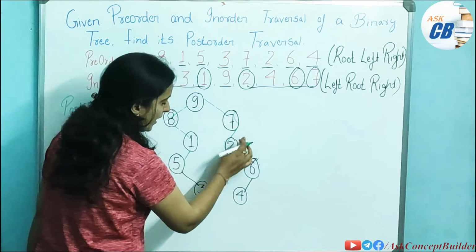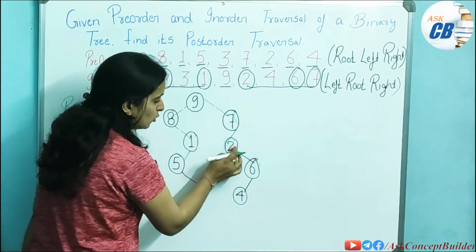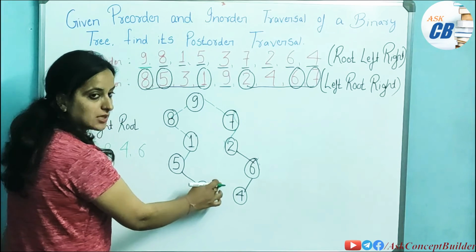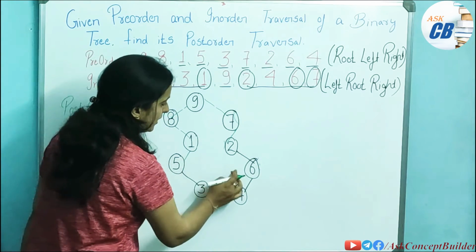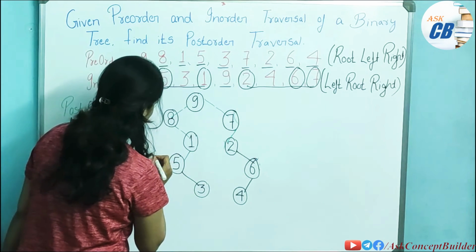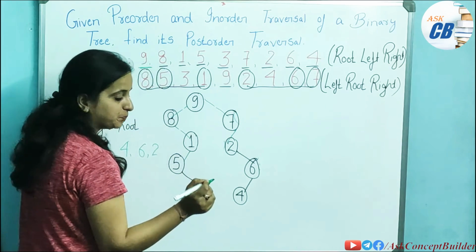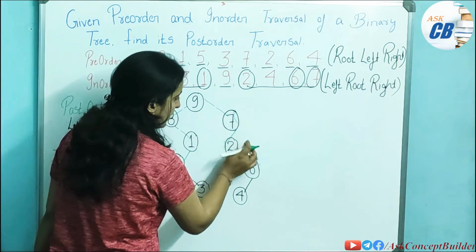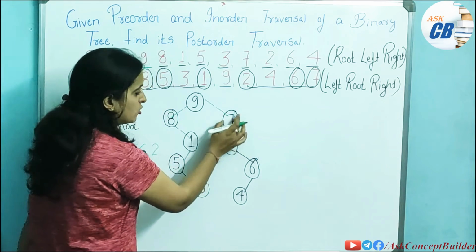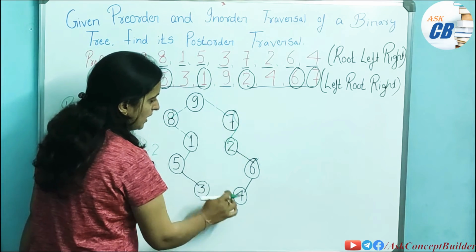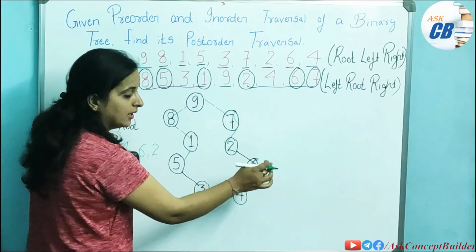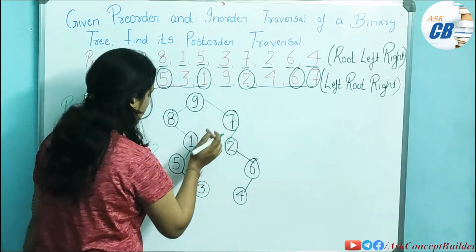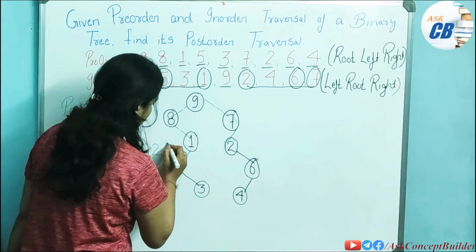Now again you will move back to this 2. For this root node, your left part is covered, it is not having any child, right part is covered, you have written, and then you will write your root node, that is your 2. Fine. Now again we'll move back to this root node. For this root node, your left part is covered. Right it is not having any child, so now you'll write the root part. So root is your 7 now.